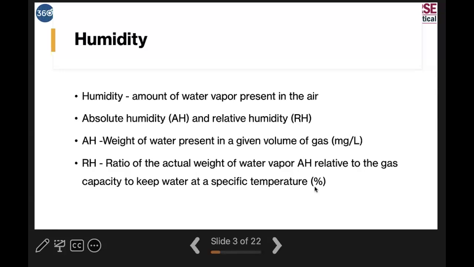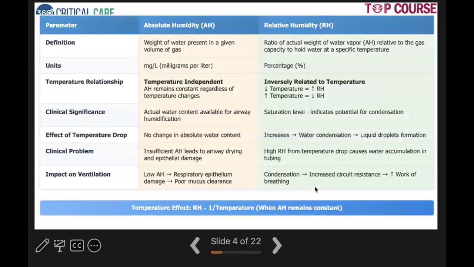And relative humidity is the ratio of the actual weight of the water vapor, relative to the absolute humidity, to the gas capacity to keep the water at the specific temperature. You didn't understand, right? Even I didn't understand. After that, I read through simpler terms. That's when I understood it. So, absolute humidity is defined as the weight of the water present in a given volume of gas. And relative humidity is the ratio of the actual weight of the water vapor related to the gas capacity to hold the water at the specific temperature.